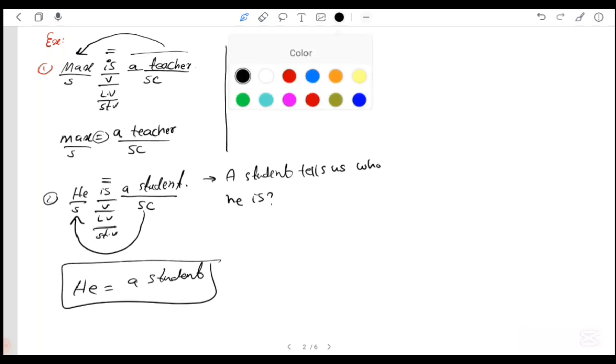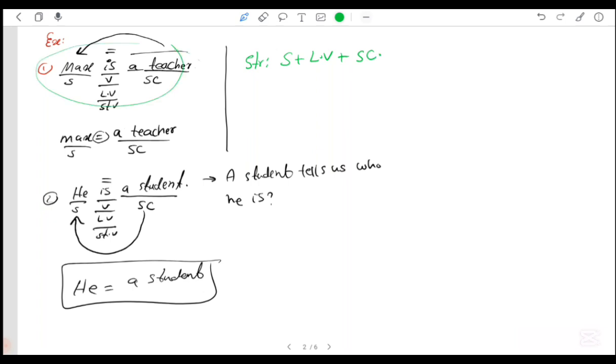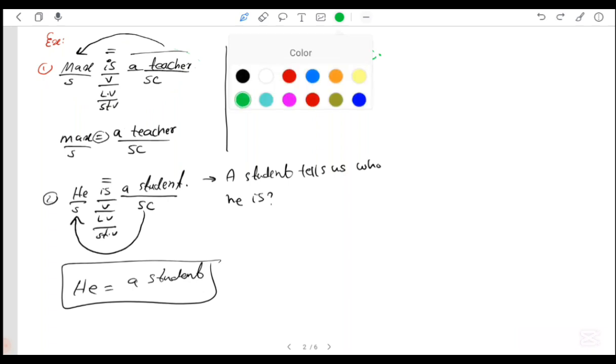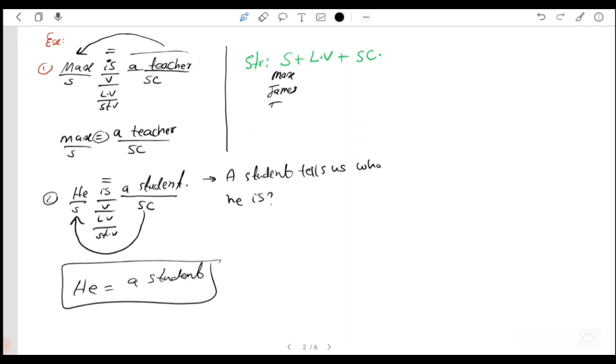So basically, we understand subject complements and the structure for a subject complement. The structure is a subject plus a linking verb, this is the verb, also called the linking verb, plus a subject complement. So if you see this type of sentence, the structure will be like this, right? Through this structure, I'm gonna write a sentence for a subject. We have subjects like Max, like James, like they, like he, or we.